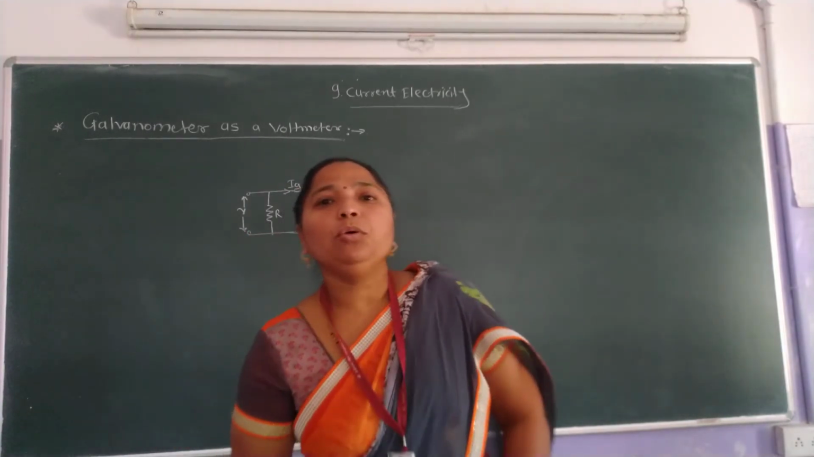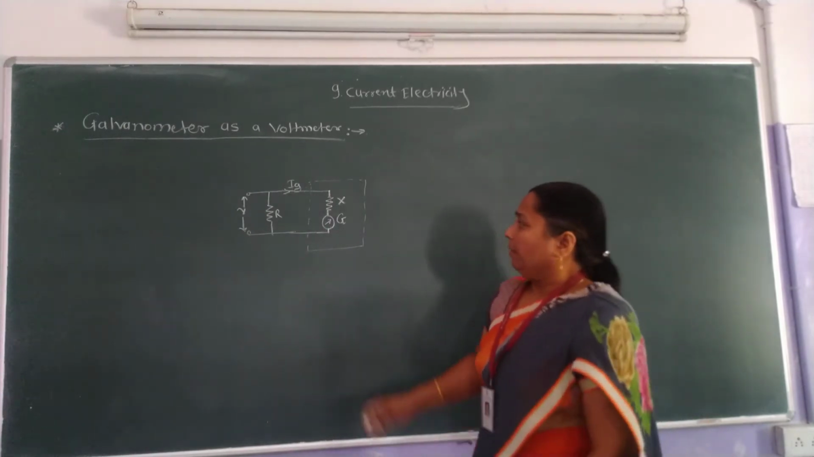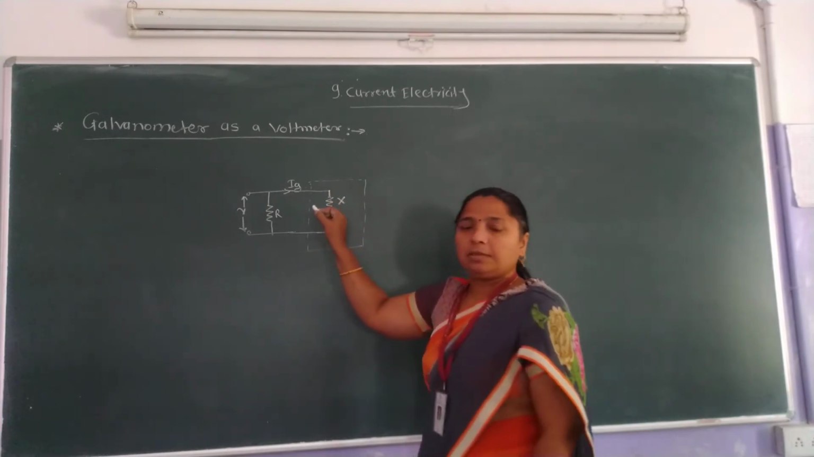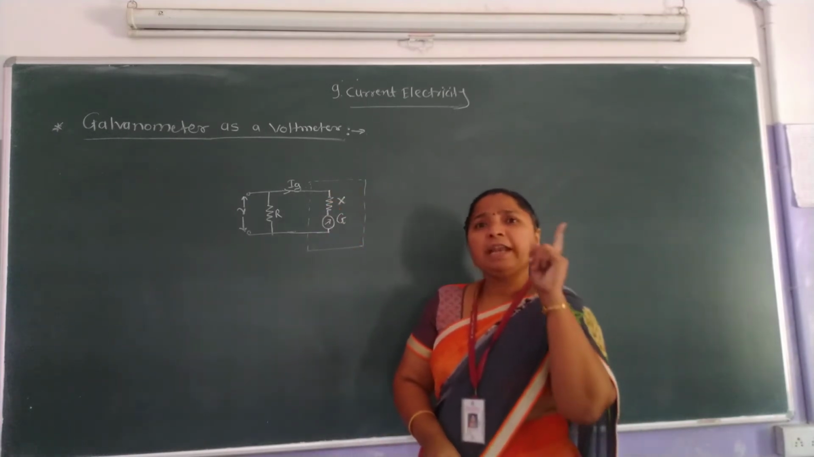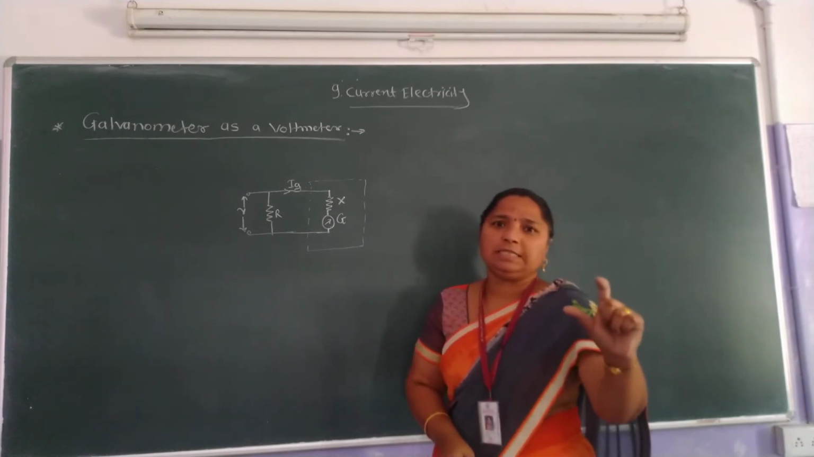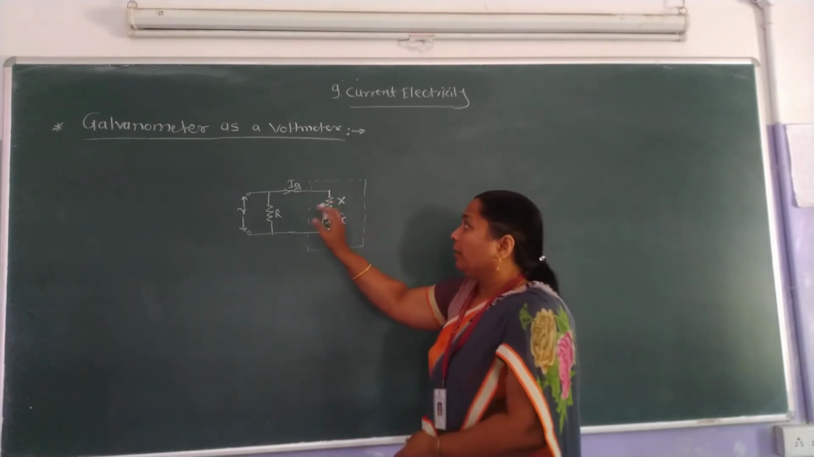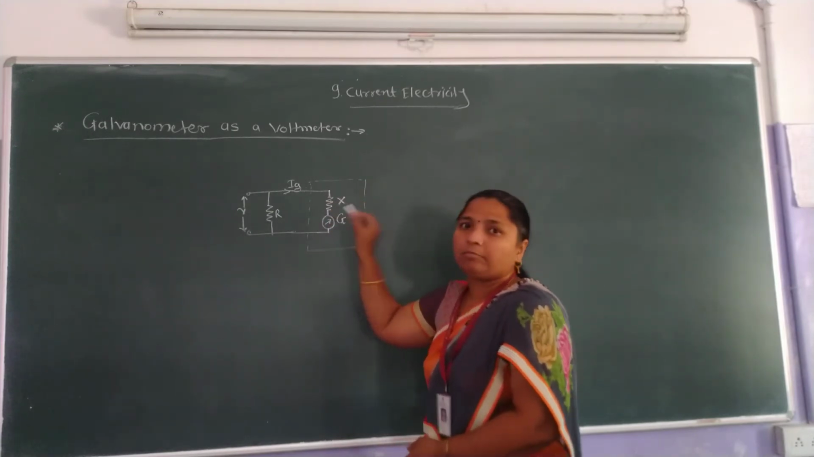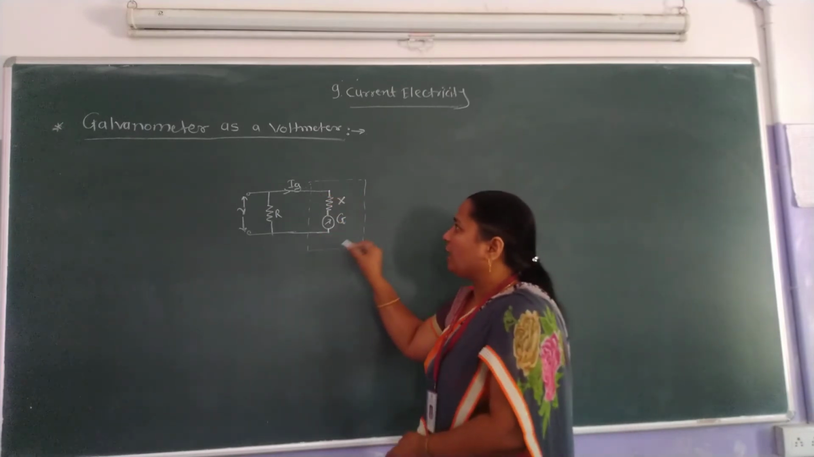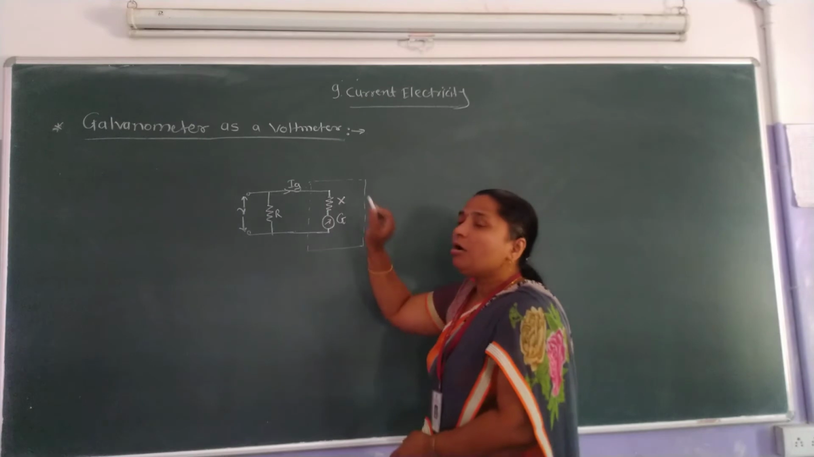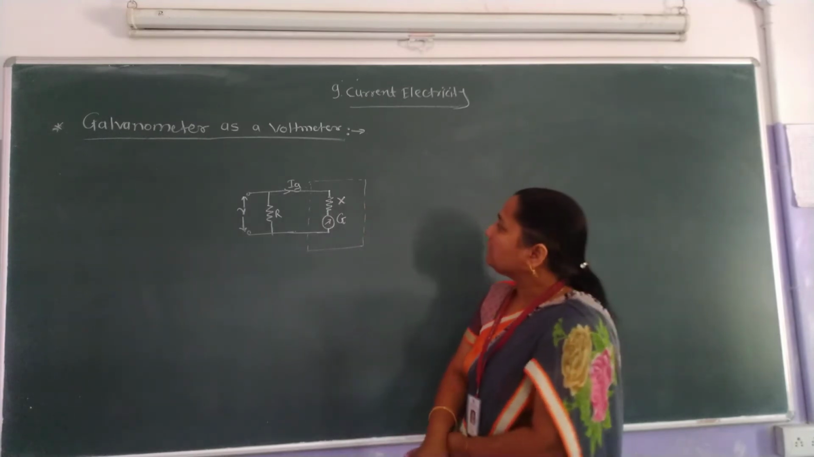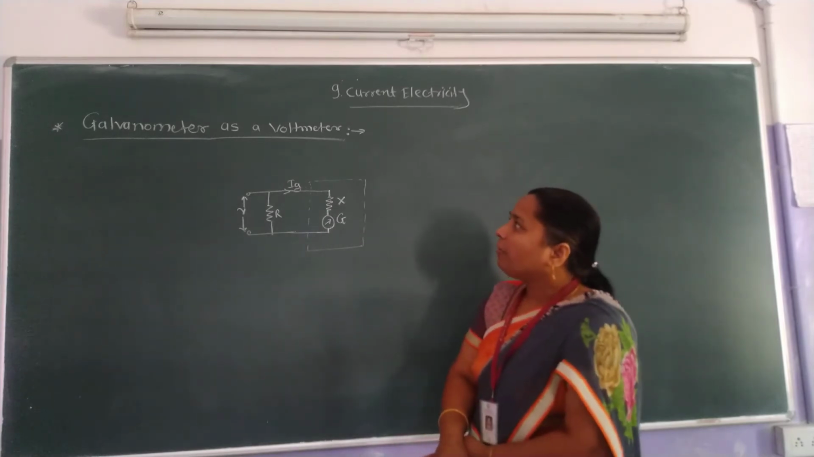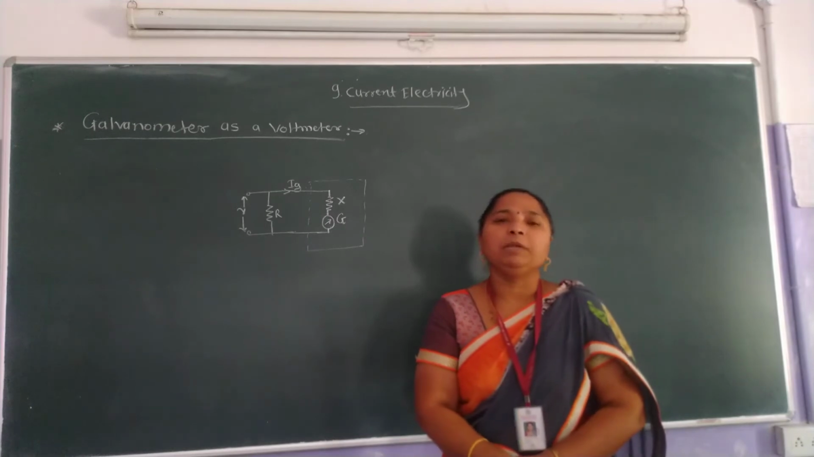MCG converts into a voltmeter, where a resistance X is a high value resistance. In an ammeter the shunt resistance is a small resistance, but in a voltmeter a high value resistance is connected in series with the galvanometer. That combination is known as MCG converted into a voltmeter. Therefore, the galvanometer acts as a voltmeter.